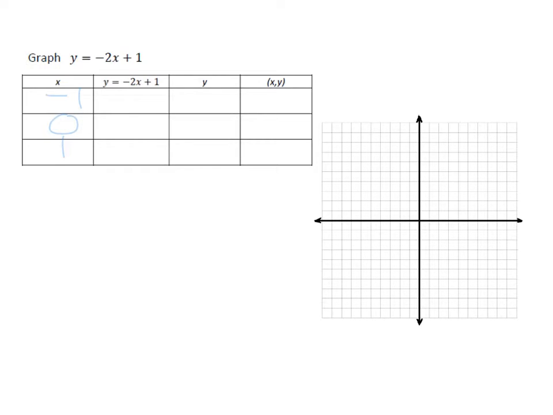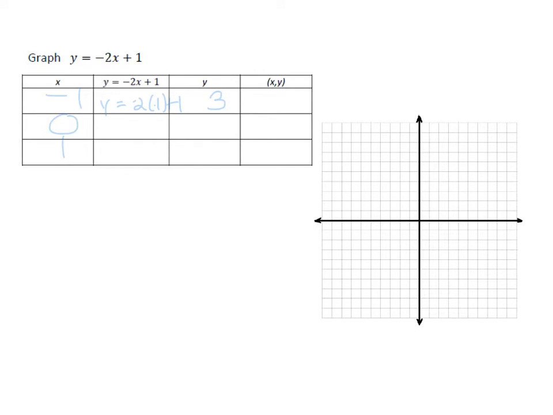So now we're going to go to our next part of the table, which is y equals negative 2x plus 1. We are going to plug in the x value for x so that we can find y. For this first equation, y equals -2 times -1 plus 1. When we simplify it, -2 times -1 is 2. 2 plus 1 is 3. So our y value is 3.